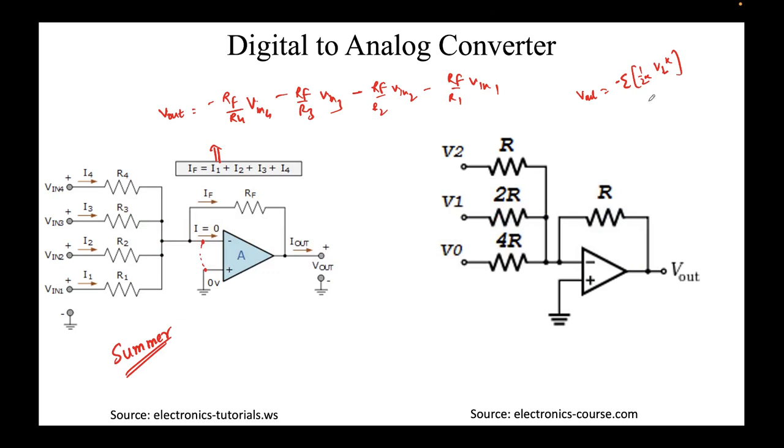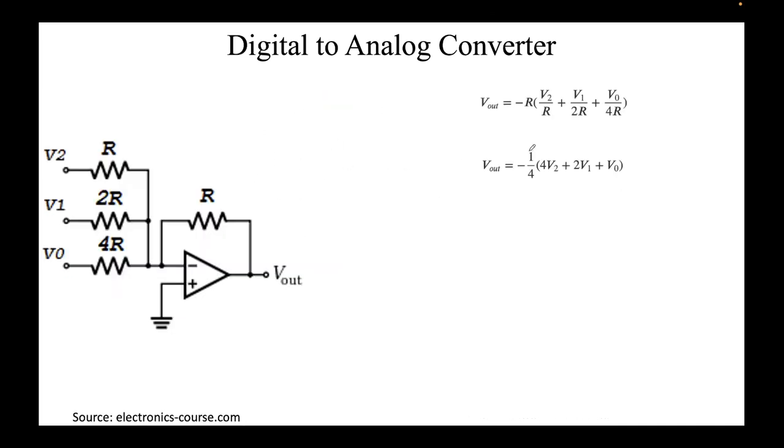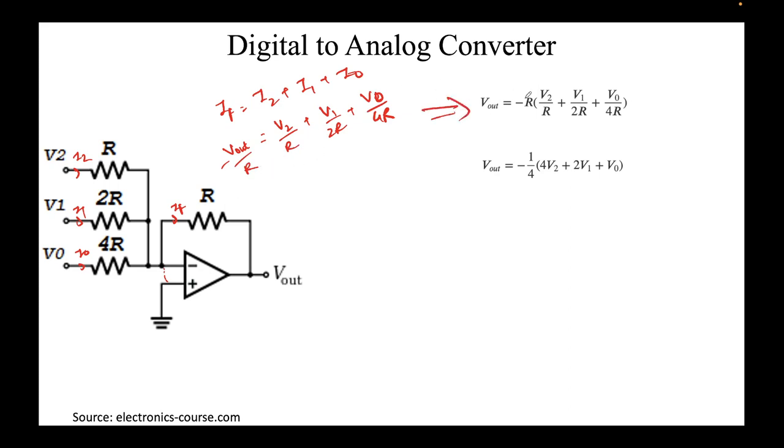All right. So essentially, this is the diagram that we saw earlier, right? This is what I was talking about. If you assume the virtual ground condition here, you'll see that the current IF will be nothing but I2 plus I1 plus I0. I2 is nothing but V2 by R. I1 is nothing but V1 over 2R, and this is V0 over 4R. All right, and then we'll simply say that whatever current is flowing through here, IF, I can put as minus V out over R. So if you solve this expression, you rearrange, you take R common, you will get this expression, right? And thus you can see that this is taking this form.